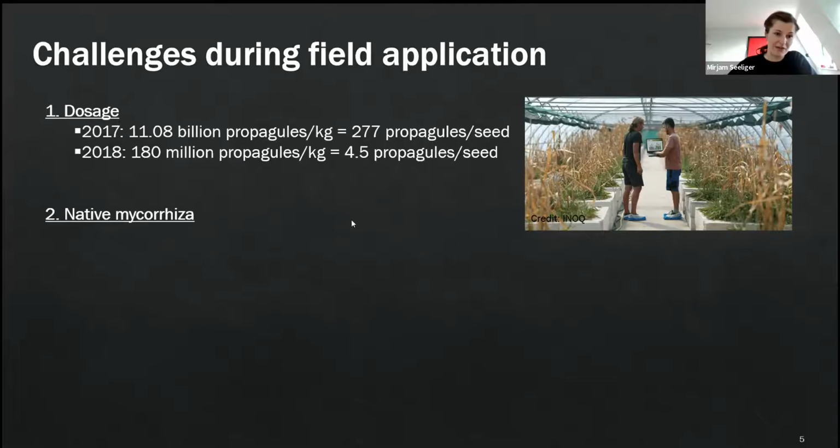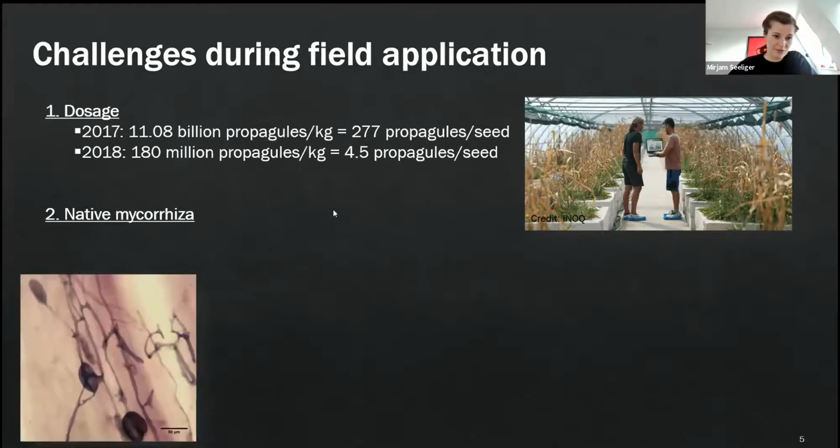Another problem that we faced were native mycorrhizae. So this picture was taken from a plot that was not inoculated straight after the winter. So we did have already mycorrhizae colonization in tillering, but also at seedling stage. So very early in the growing phase. And therefore, we couldn't say if the mycorrhizae that we found during colonization assessment were actually affected by the inoculum, or were actually represented by the inoculated strains or by native mycorrhizae.